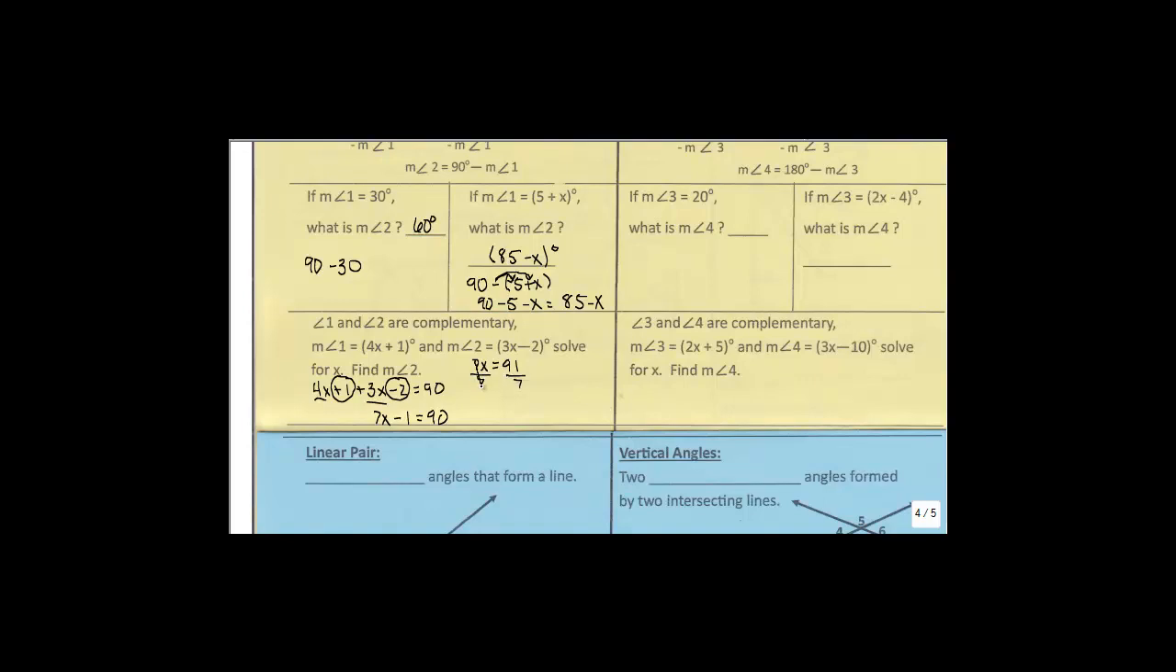Then to move the 7 away from the x, you're going to divide by 7 on both sides. If you guys cannot remember how to solve, you need to come to tutoring. There is a lot of solving in geometry. So x is 13. But that is not just what it wants me to find. It also wants me to find the measure of angle 2. So we need to plug 13 in for this x and solve. So 3 times 13 minus 2. Three times 13 is 39, minus 2 is 37 degrees. So the measure of angle 2 is 37 degrees.